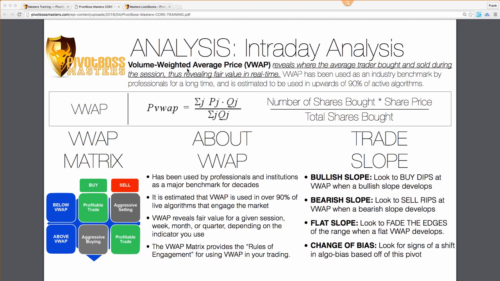My initial research with regards to programs and algorithms estimated that upwards of 90% of these algorithms that engage the market include VWAP as one of their primary inputs. That's a huge deal. That's huge. If that's happening, then that means that we need to be having it on our machine as well.